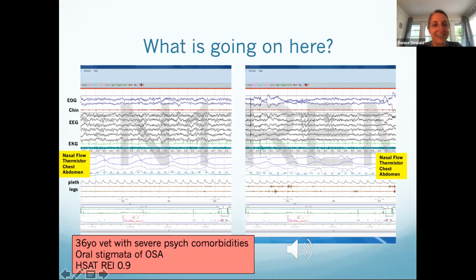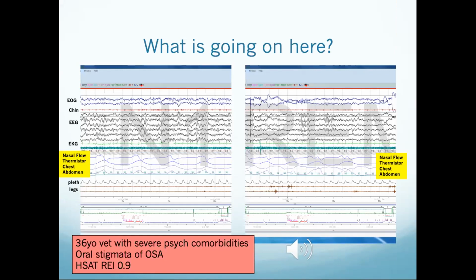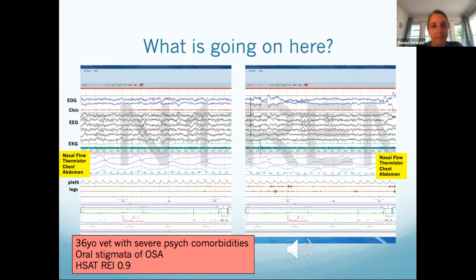All right, someone jump in. Hyperventilating or deep breath, sorry. So this guy has severe psych comorbidities and looks like he has a crowded airway. His REI is 0.9, which is a surrogate of AHI, not significant, but looks like he has mild sleep apnea.